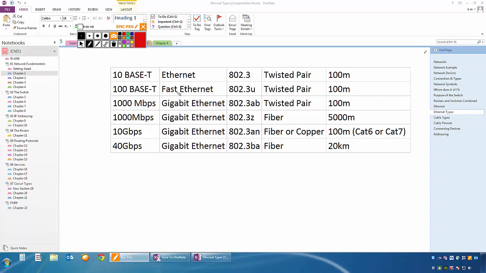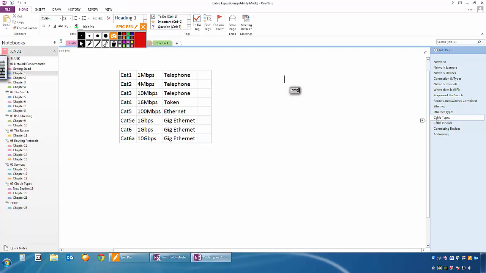Most likely you'll be dealing with Fast Ethernet. The 2950s, those are Fast Ethernet. The 3550s, 3560s, those are Fast Ethernet. But it's nice to know your Ethernet types and that they exist.